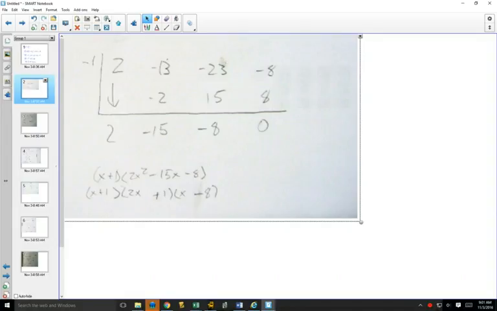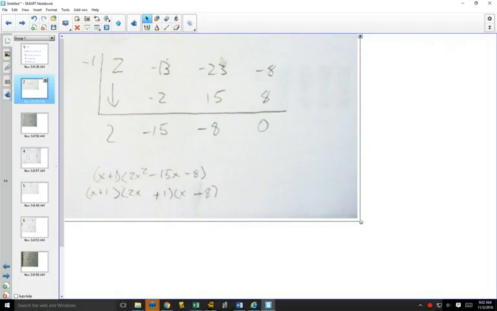So in this first solution for the first one, it looks like the person tried -1 first with synthetic division, and it worked. Because it worked, they got x plus 1 times 2x squared minus 15x minus 8, and then they factored that completely to be x plus 1, x minus 8, and 2x plus 1. So that is the right answer. A couple things on this one.